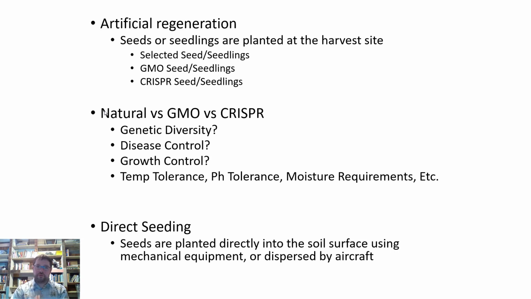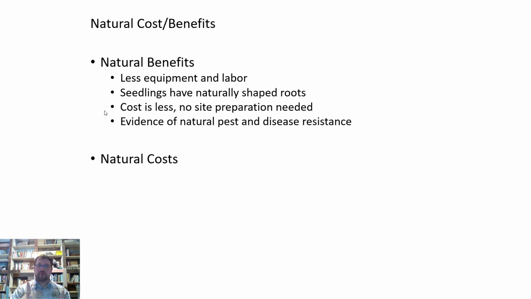Okay? GMO and CRISPR, though, there's a lot of information out there, and some of it, quite frankly, is just wrong. GMO gets a bad rap, and I'm not saying GMOs are good for everything, but they get a bad rap because people don't understand what it means to be GMO. So let's look at that. First, let's look at the costs. If we're looking at a cost benefit, let's look at the natural benefits. So let's look at just seeding naturally.